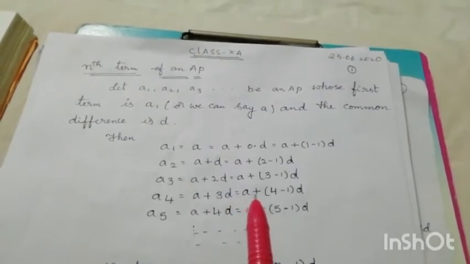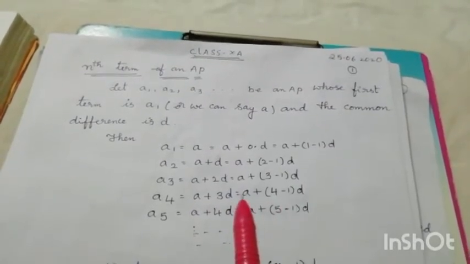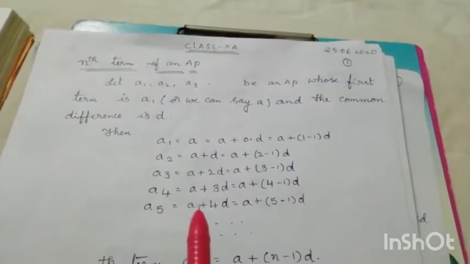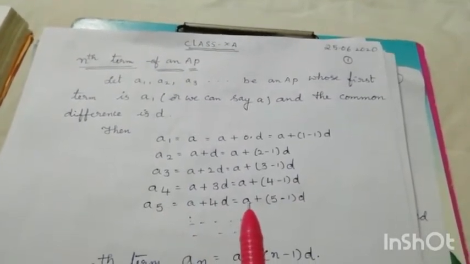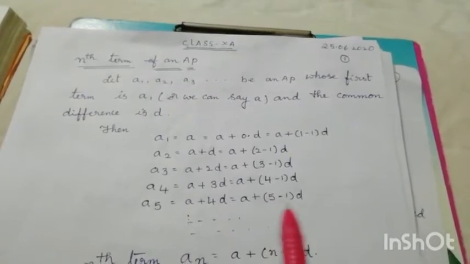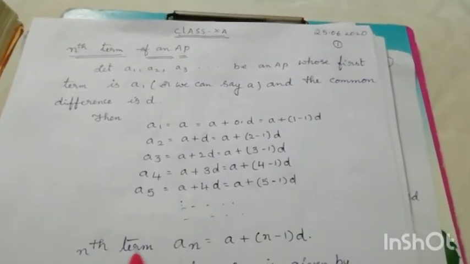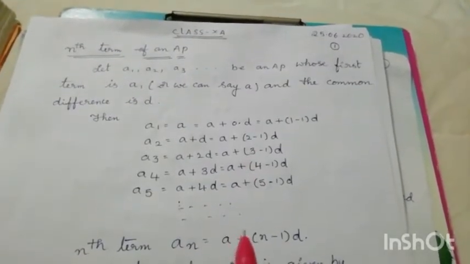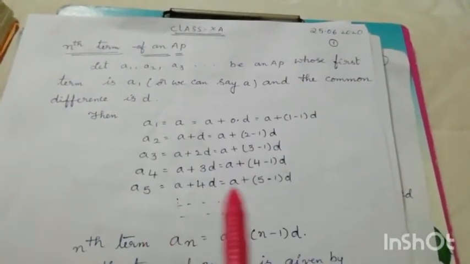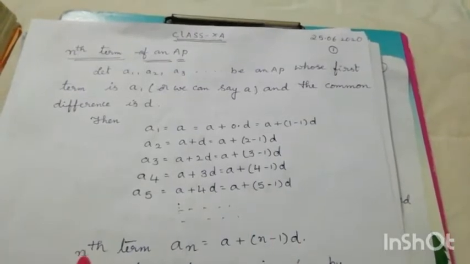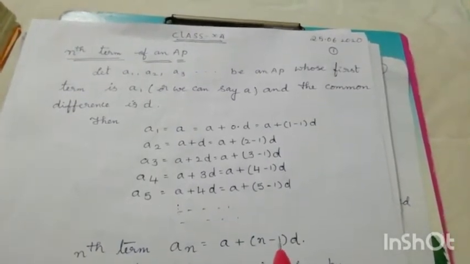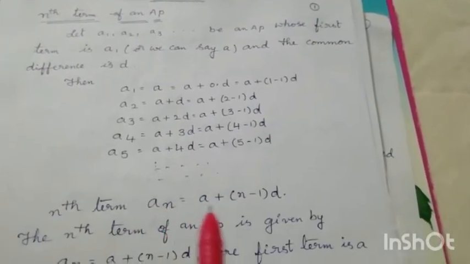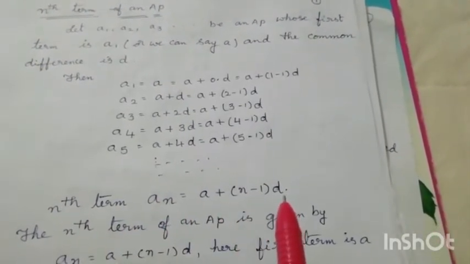So A4 is equal to A plus 3D. We can write it as A plus 4 minus 1 into D, since 3 we can write as 4 minus 1. A5 is equal to A plus 4D, which is equal to A plus 5 minus 1 into D. Similarly, by observing this, we can write the nth term An is equal to A plus, as the fifth term was 5 minus 1, the nth term is n minus 1 into D. Therefore, the nth term of the AP is An is equal to A plus n minus 1 into D.